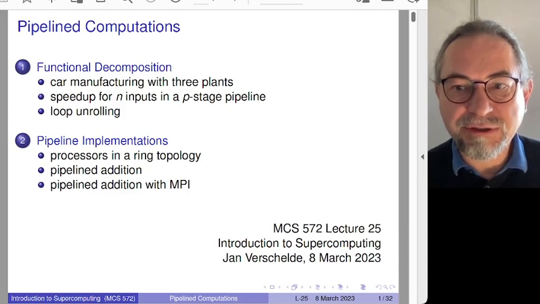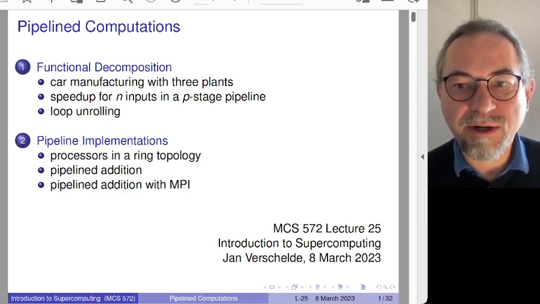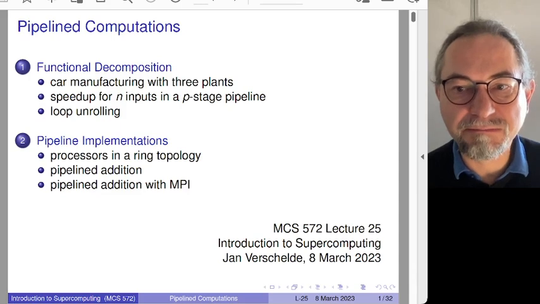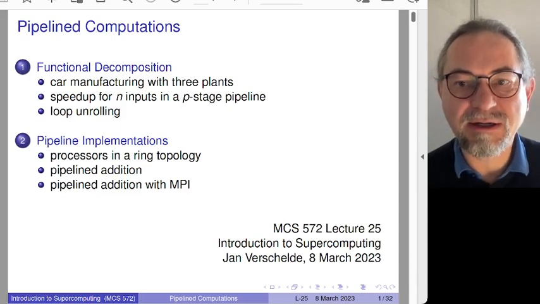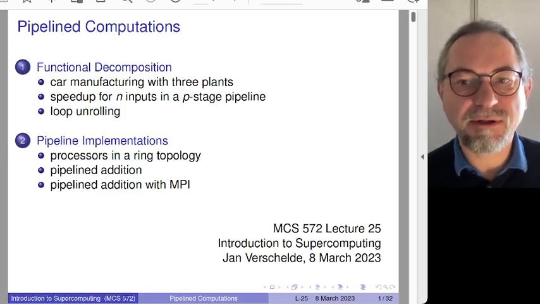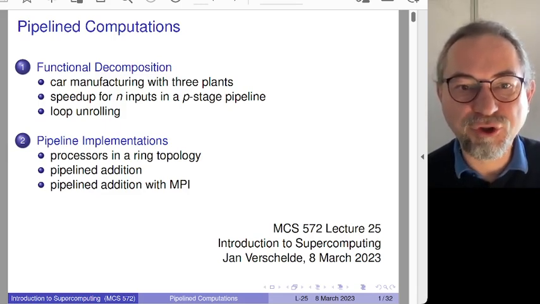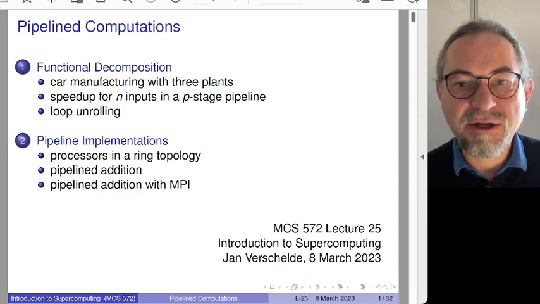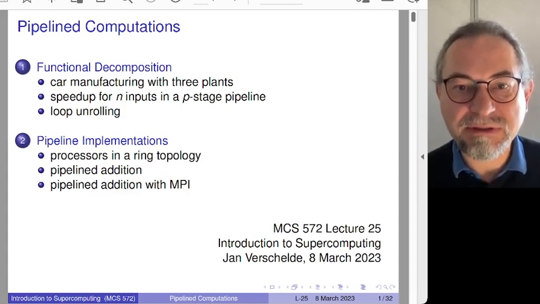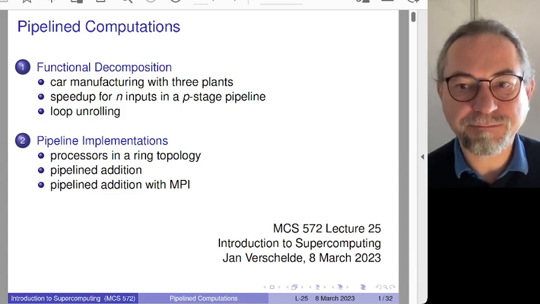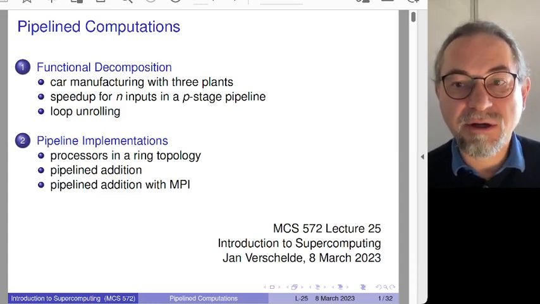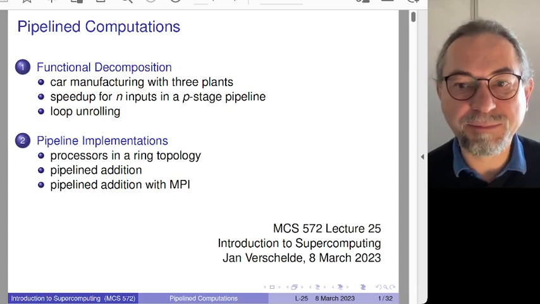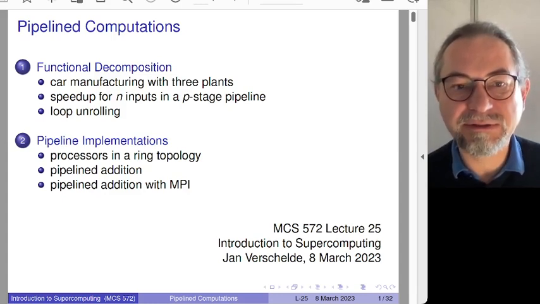Pipelined computations are extremely useful to introduce parallelism, where at first there might not be any obvious parallelism possible. So I will, in the first part of this lecture, introduce some examples and terminology. The speedup can be optimal for many instances.